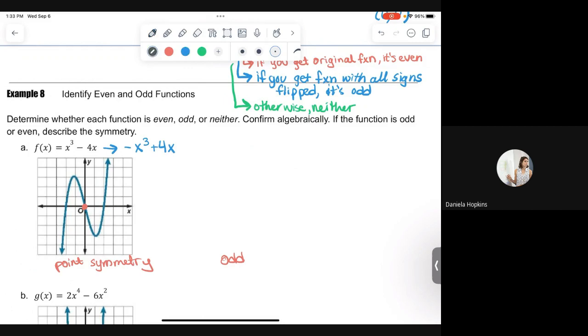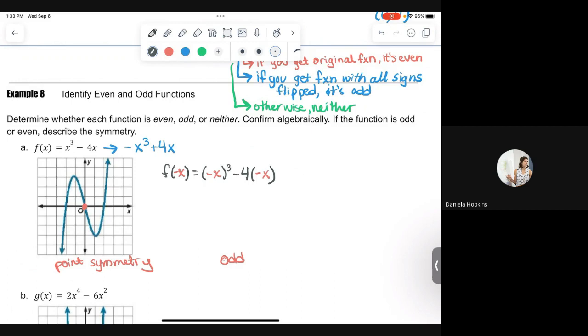So what I do is I take the original f of x, but instead of x, I'm going to put a negative x. So everywhere in that original function where I see x, let's put parenthesis negative x. So instead of x to the third, I'll have negative x to the third minus 4 times, instead of x, negative x. Okay, this is substitution 101. I know a lot of students don't like substitution for whatever reason. I like to color code it.